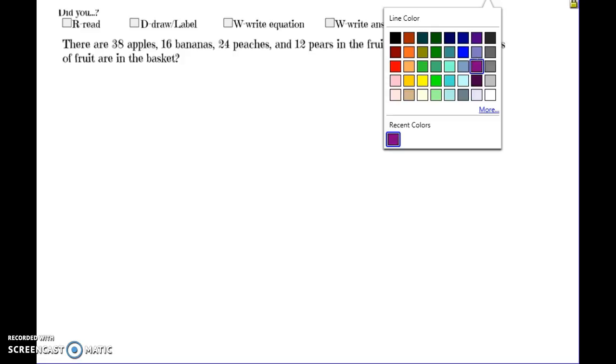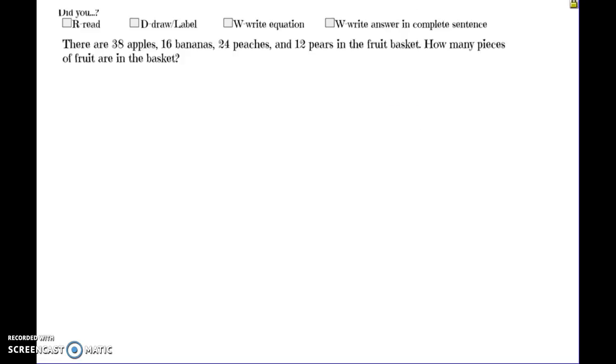To solve this problem, I'm going to use a tape diagram to help me understand the parts and whole of the problem, and then I'm going to decompose my numbers to make easy tens to add. So if you want to pause the video and go ahead and solve it and then come back to check your work, do that now.